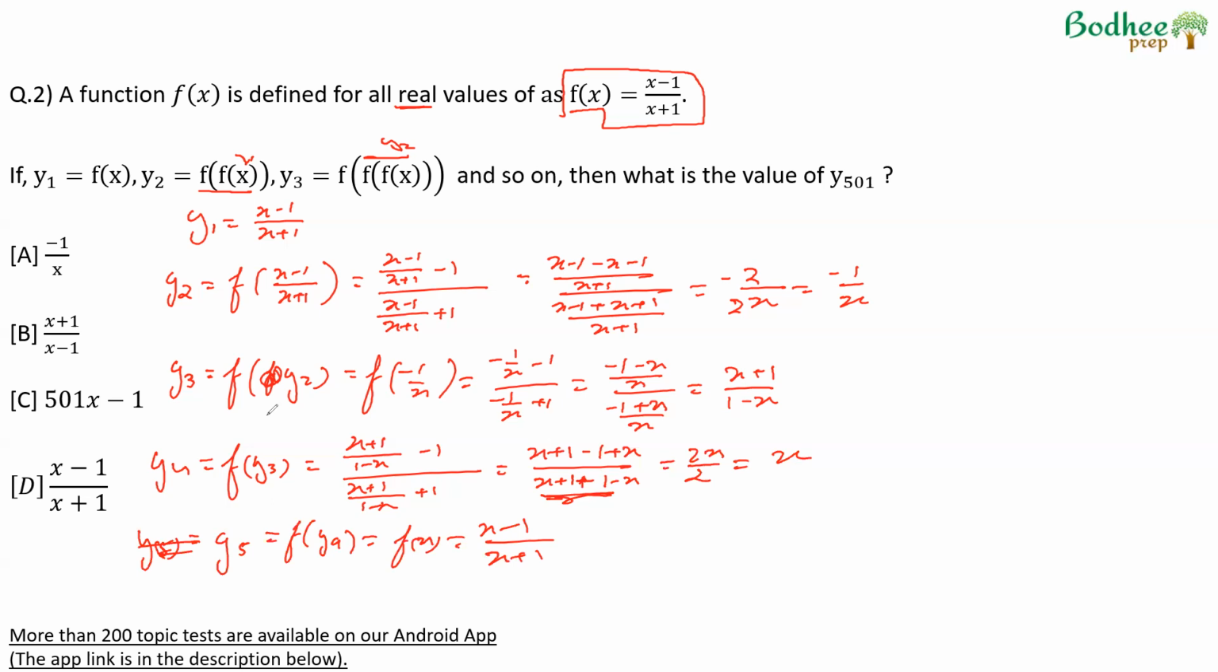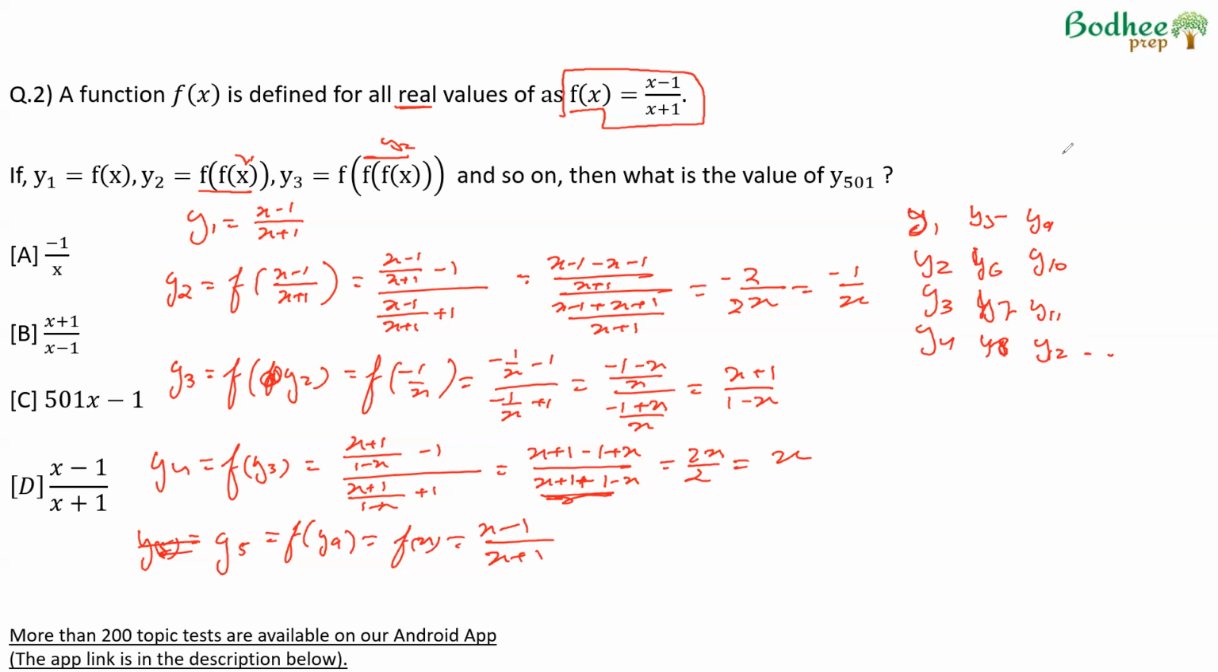Therefore, 1, 2, 3, 4, and then the pattern will keep on repeating: 5, 6, 7, 8. Y1, Y2, Y3, Y4 will take values. Y5 will take the same value as Y1. Therefore, Y6, Y7, Y8 will be same as 2, 3, 4 respectively. Then again, Y9 will be here. Y10 will be same as Y6, Y11 will be same as Y7, Y12, and so on.